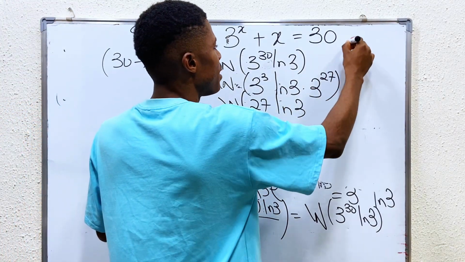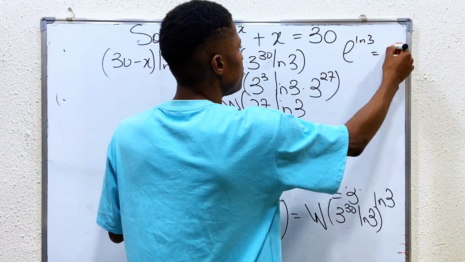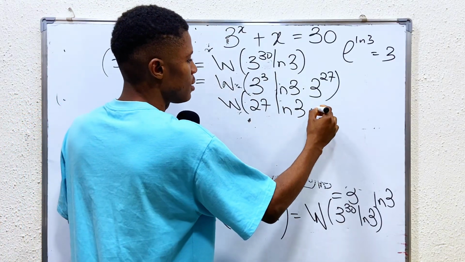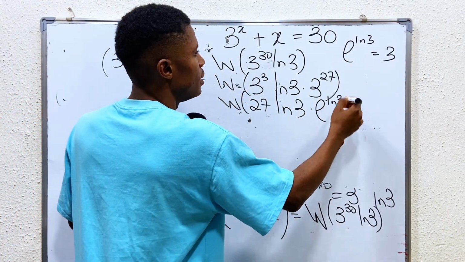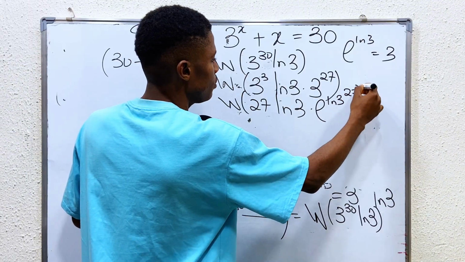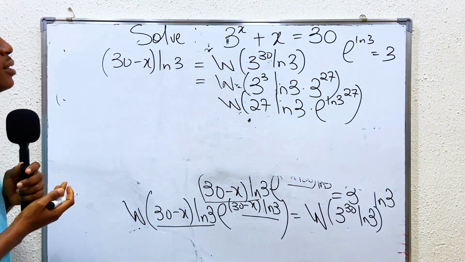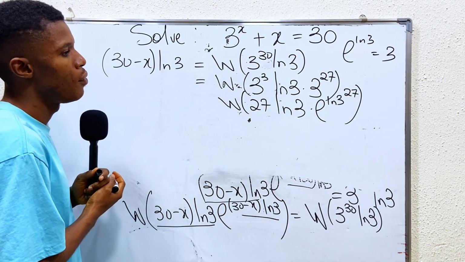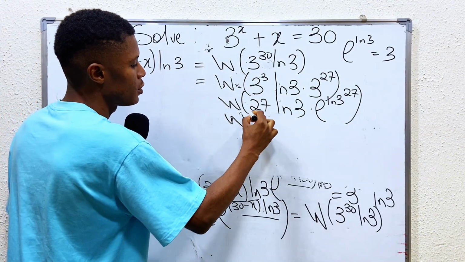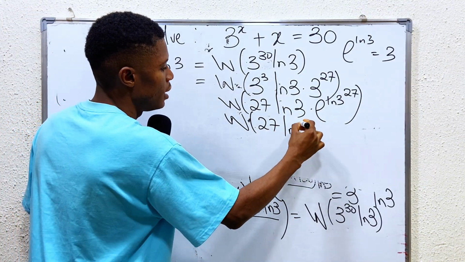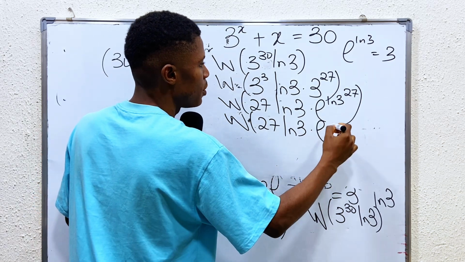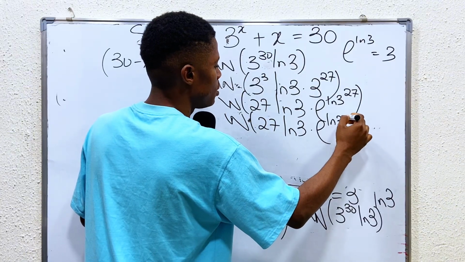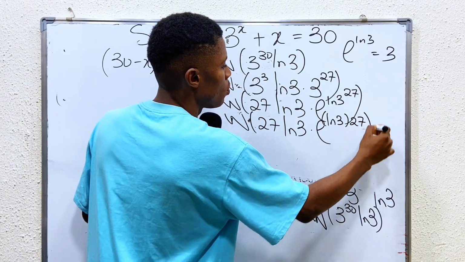Then we are having this 3 now. Remember, when we have exponential ln 3, that is the same thing as 3. So I'll replace this 3 by exponential ln 3. So I'll write it as times exponential ln 3, then to the power of 27. If you're having this, what do you observe? We have the W function of 27 ln 3 times exponential ln 3 times 27, which is just the same.